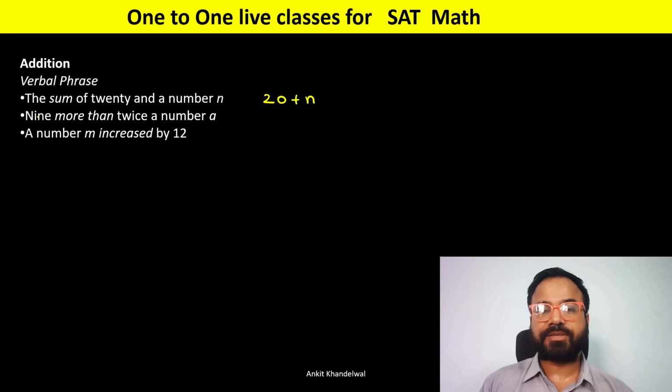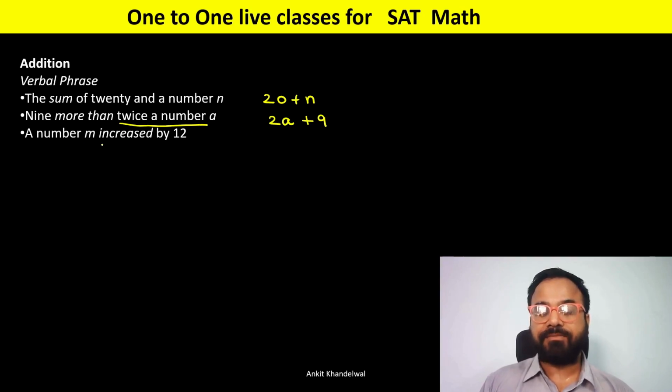Now look at this next example. 9 more than twice a number a. So twice a number a means 2 times of a, and 9 more than that. More also means addition. So 9 more than twice the number a, so 2a plus 9 is the expression for this.